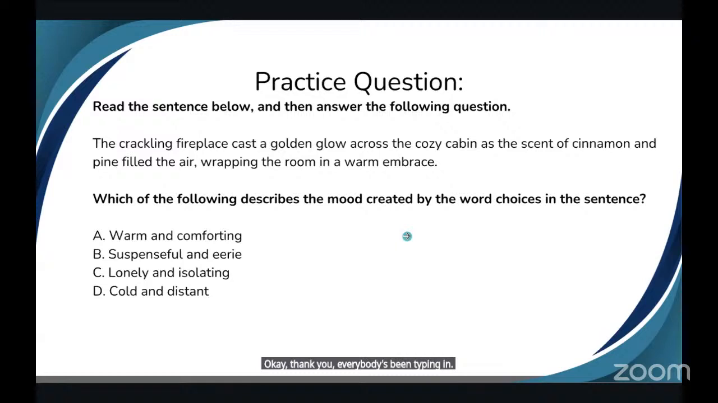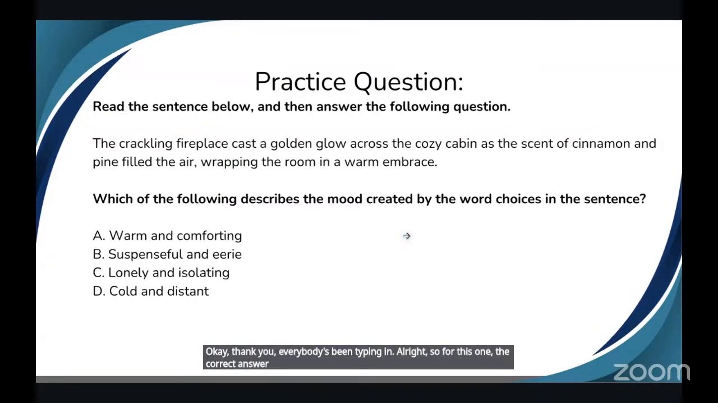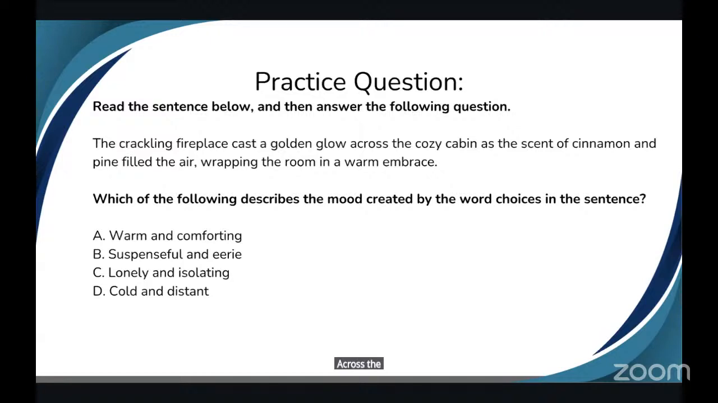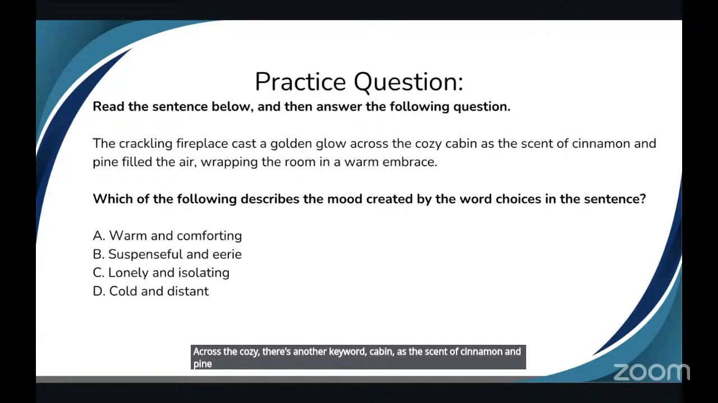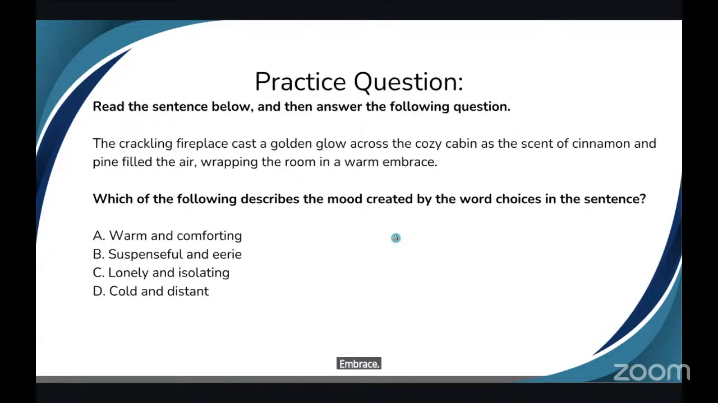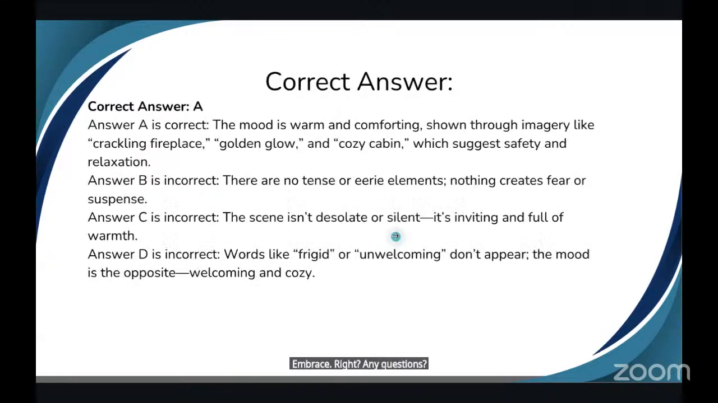All right, so for this one, the correct answer is A. It's warm and comforting. The crackling fireplace cast a golden glow. See that color choice there? Golden glow. That's usually something warm. Across the cozy, there's another keyword, cabin, as the scent of cinnamon and pine filled the air, wrapping the room in a warm, there's another giveaway right there, embrace. All right, any questions?